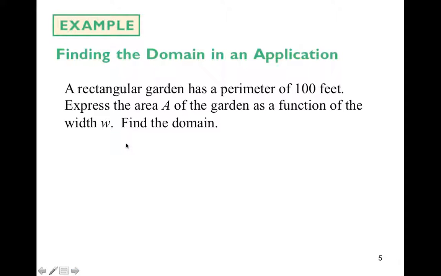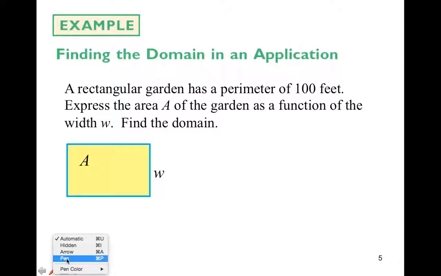All right, finding domain for an application problem. Problem says a rectangular garden has a perimeter of 100 feet. Express the area A of the garden as a function of the width W and find the domain. Okay, so the first thing we need to do here is write an area function that is only in terms of width. Okay, so let's just write down what we do know.